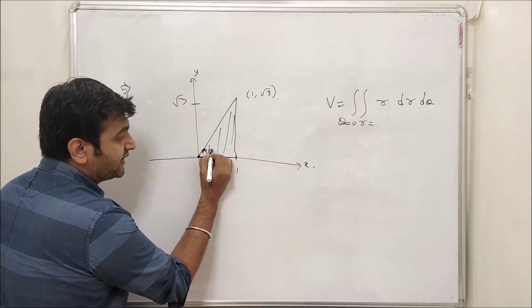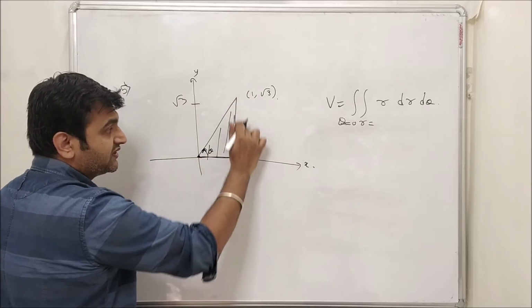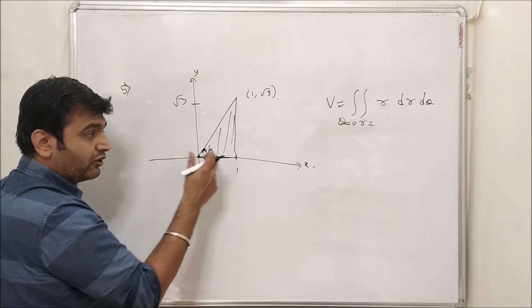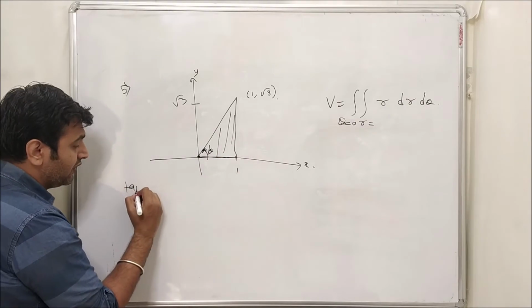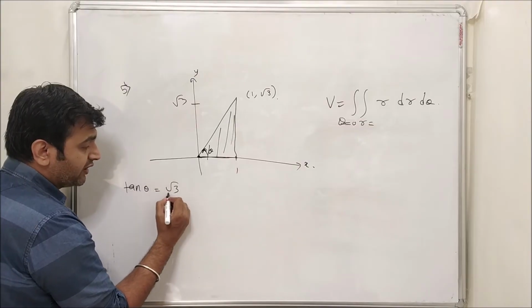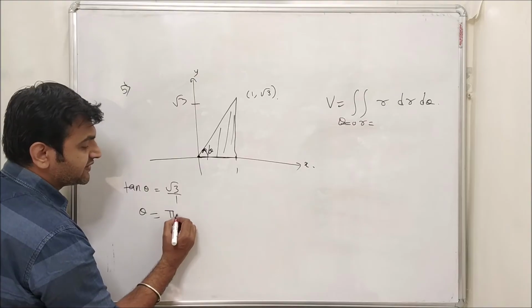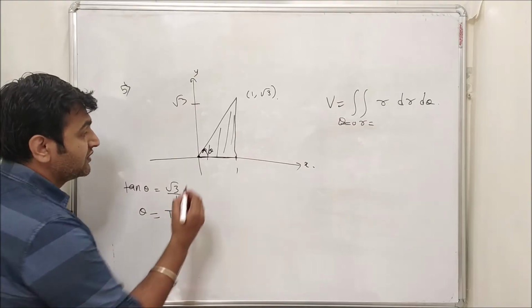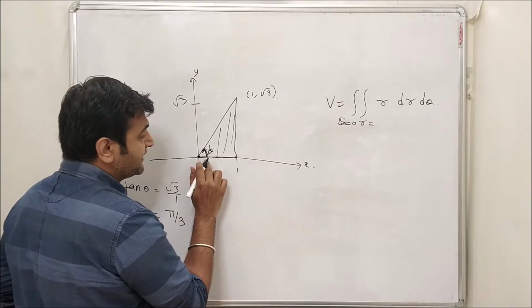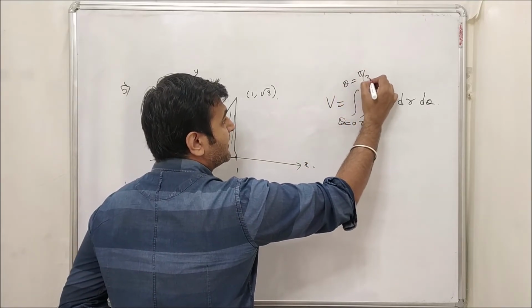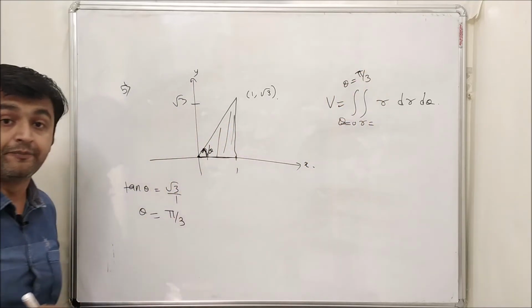Now this is what my theta, right? So this opposite side I know, which is √3, adjacent side I know, which is 1. So what trigonometry will I use? Tan theta. So what is tan theta? It is √3 upon 1. So this implies your theta has to be 60 degrees. 60 degrees means how much? Pi by 3. So this angle is pi by 3. So theta is starting from 0, and your theta is going till pi by 3. So those are the limits for theta.